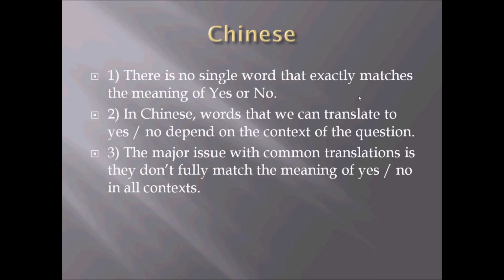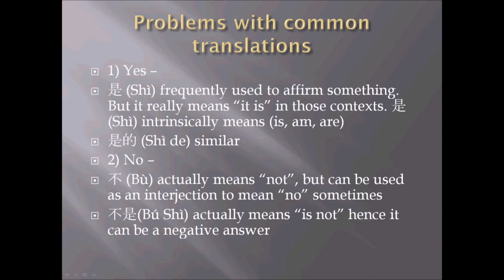So in Chinese, words that can translate to yes or no, or the other way around, when we are translating from English to Chinese, depend on the context of the discussion. So the major issue with the normal translations, which I'll show in the next slide, the common translations that we use for Chinese, is that these translations don't fully match the absolute character of yes and no in all contexts. So if you pick up your dictionary and look up the word yes in English or the word no, most likely the definitions you'll find are one of the following.